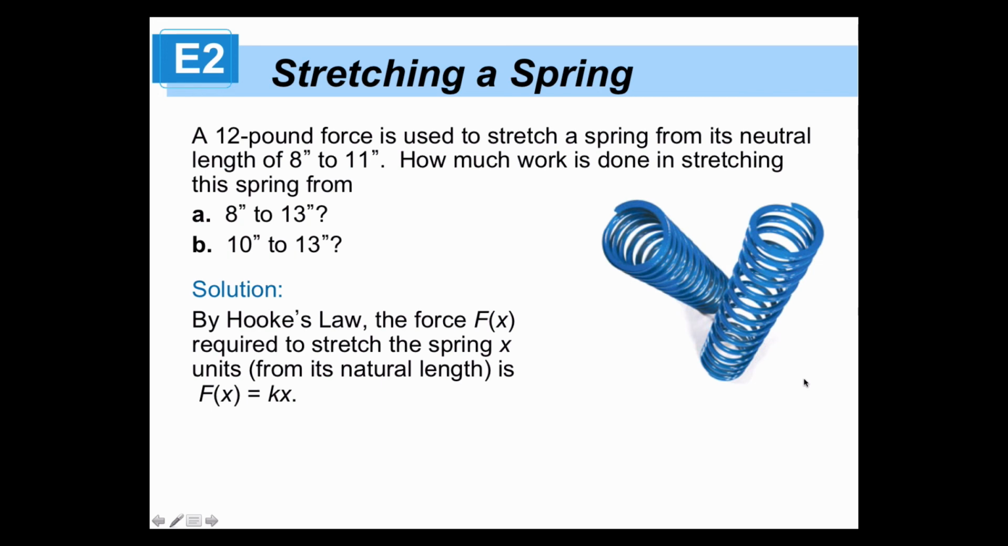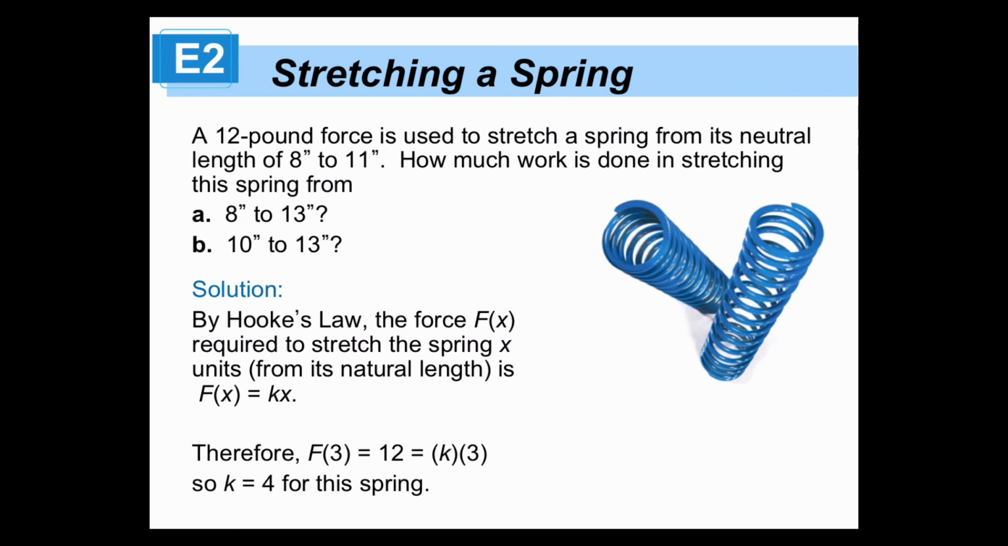So using force equals K times X, I know from the first sentence that it took 12 pounds of force to stretch the spring 3 inches, which means that 12 is equal to 3K, and therefore K is equal to 4. No calculus involved, it's just a simple application of Hooke's law. No matter what you do to the spring from that point on, it's always going to have this spring constant of 4. And so we can use that to figure out the other two questions.